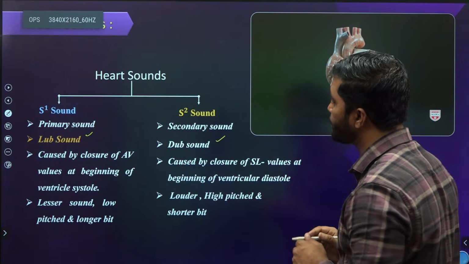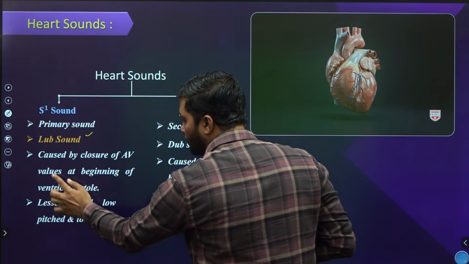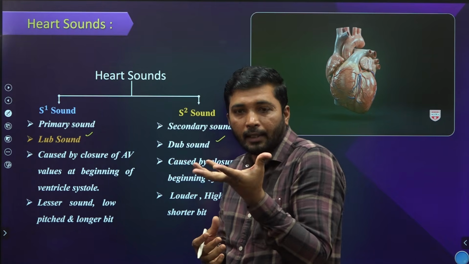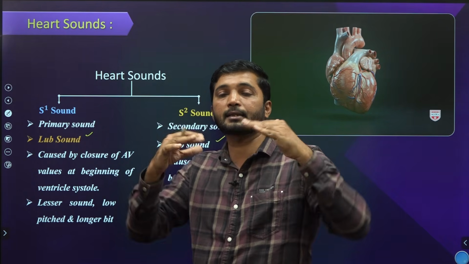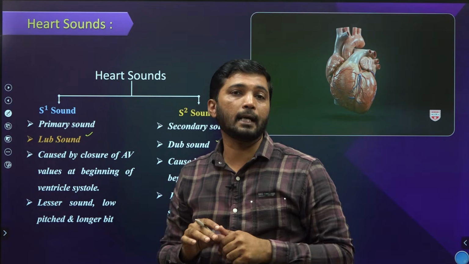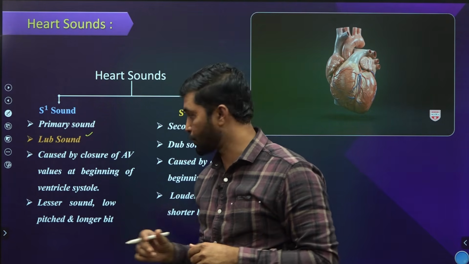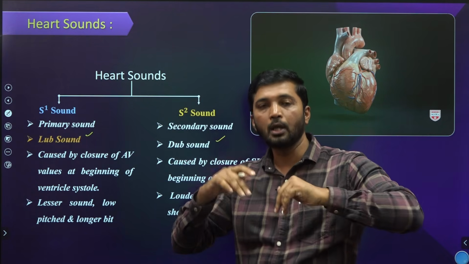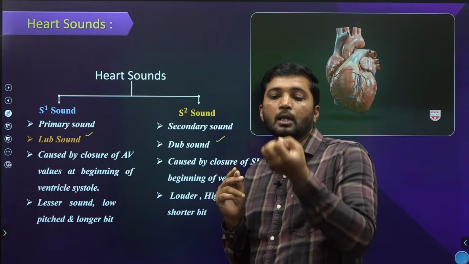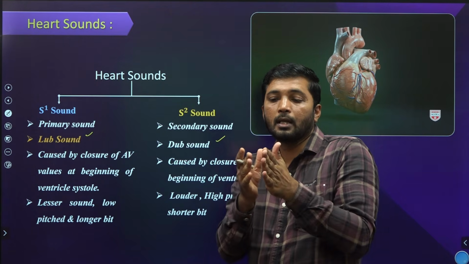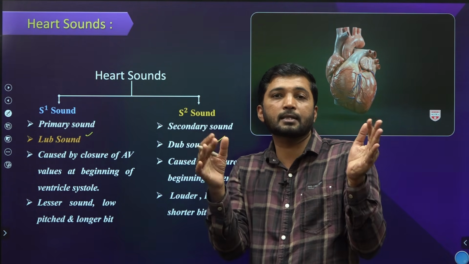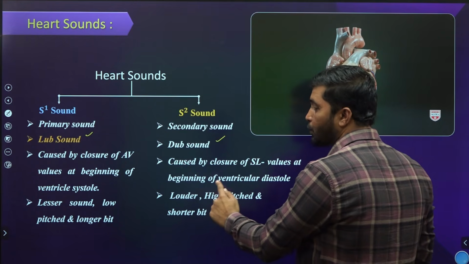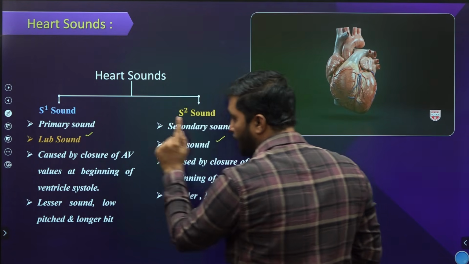If you take the sounds S1, S2: the S1 sound is caused by closing of the AV valves at the beginning of the ventricle systole. The pressure increases, and as a result the AV valves forcefully close and the heart produces the primary sound. Whereas the secondary sound is the closure of the semilunar valves during ventricle diastole. The ventricle size increases, the volume increases, the pressure decreases, and as a result the semilunar valves close and produce the secondary sound. This is S1 and S2.